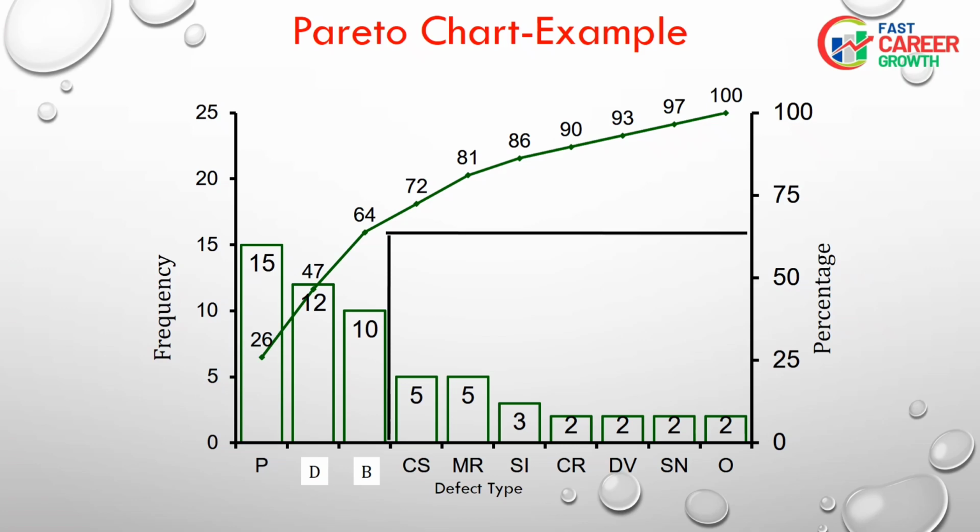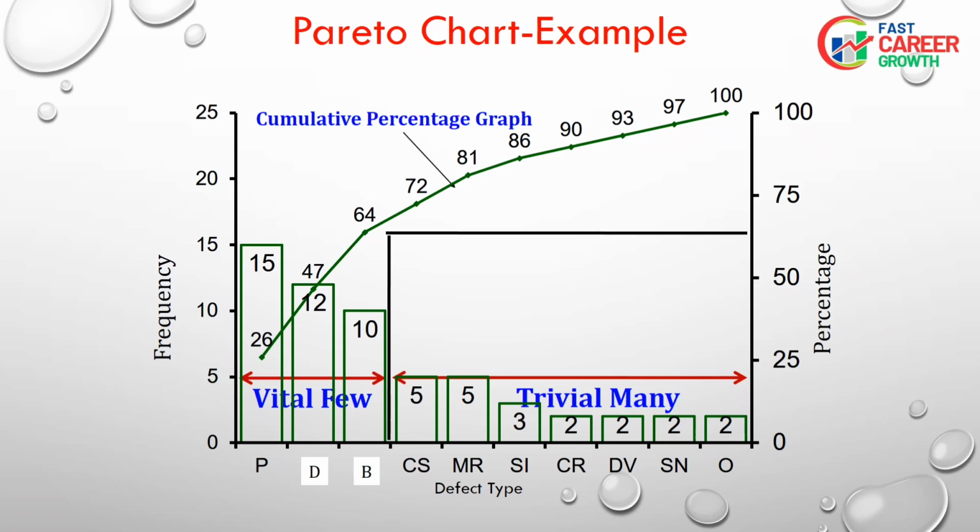Defect type will be plotted on the x-axis, frequency will be on the y-axis and select the secondary axis for cumulative % values. Here we'll find a few defects are the contribution of the maximum problem, which is also known as the vital few. And the rest of the defects contribute minimum impact, which is also called the trivial many. Hope you understand how to make a Pareto diagram.